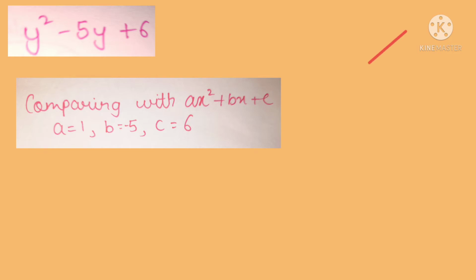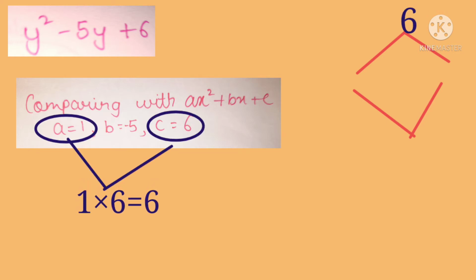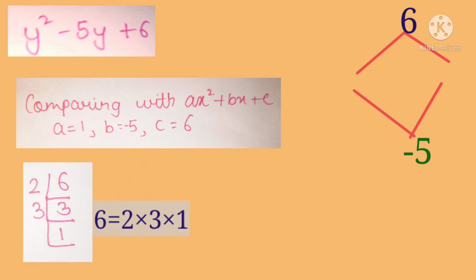So first we need to draw the upper triangle and lower triangle and compare with the general equation, that is nothing but ax square plus bx plus c, in which a is 1, b is minus 5, c is 6. We need to multiply the terms, put it at the upper triangle, and the middle term, that is the b value, we put at the lower triangle. That is 6 into 1 is equal to 6. Write it at the upper triangle, and the middle one, that is the b value, minus 5, write at the lower triangle. Factors of 6 are nothing but 1, 2, 3.